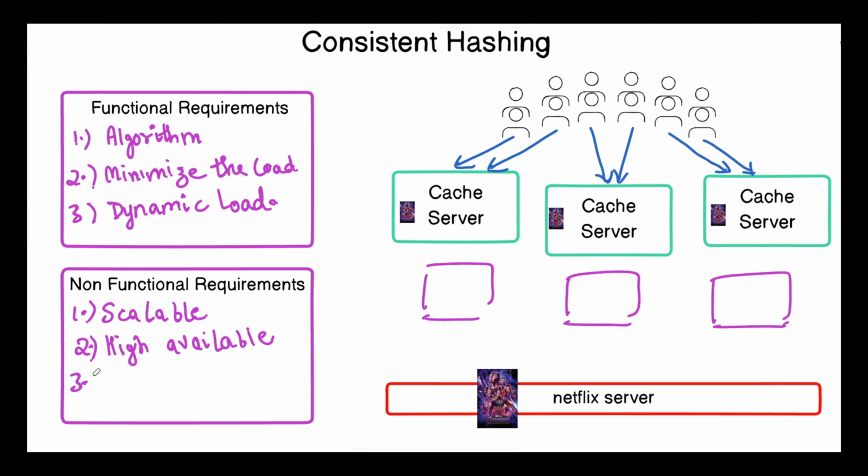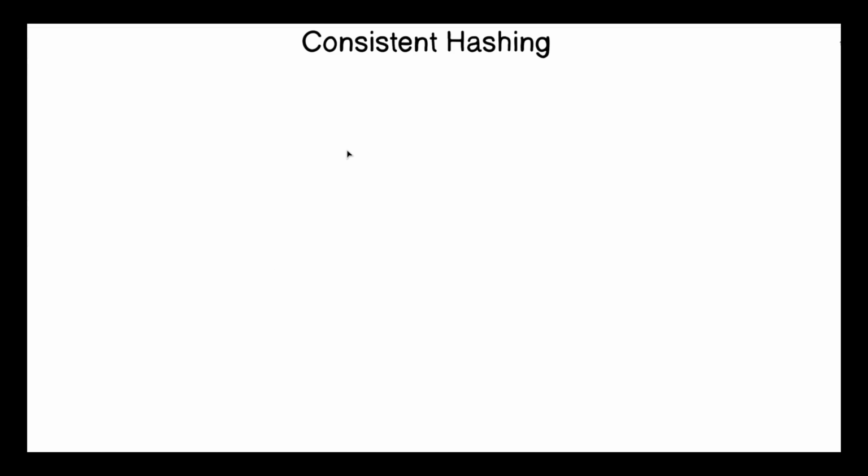Third is low latency. Users' requests should be processed as quickly as possible, ensuring fast response time. And the last one is reliability. Our system should work correctly even after unexpected conditions have occurred. We don't want our functionalities to be distorted. So these are our functional and non-functional requirements.